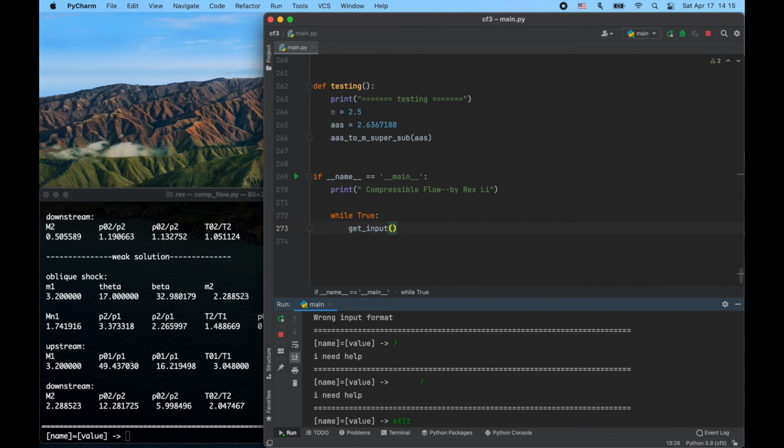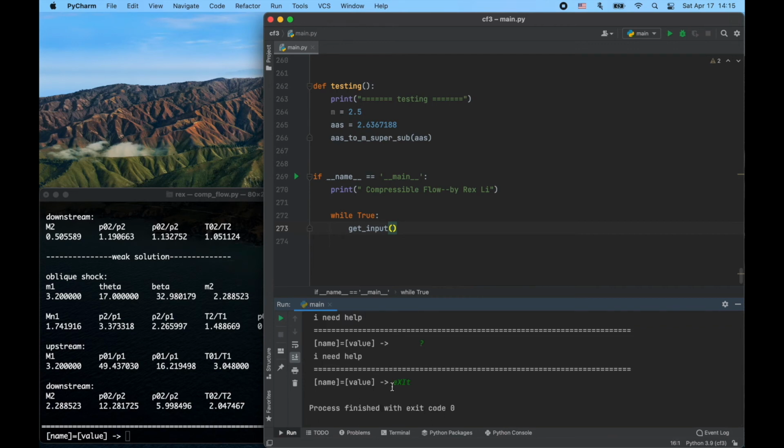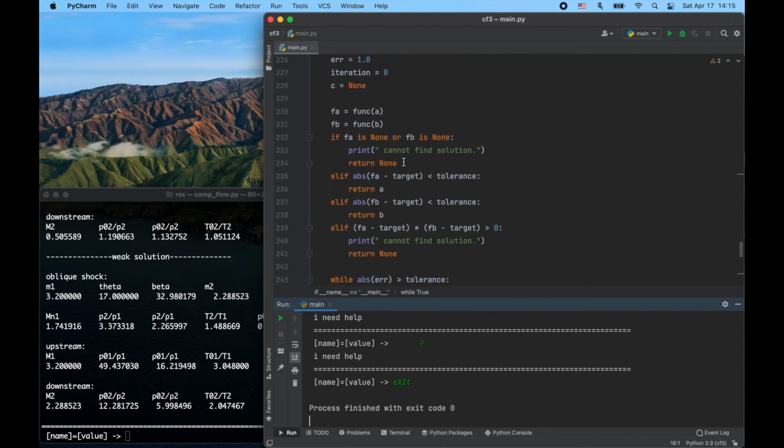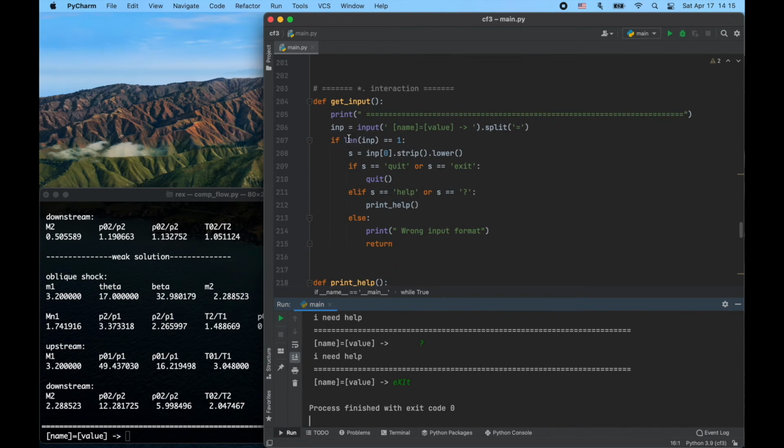We have done the part where the length of the input is just 1, so there's no equal sign, or nothing before or after the equal sign. But normally, the length of that should be 2. We expect it to be 2.